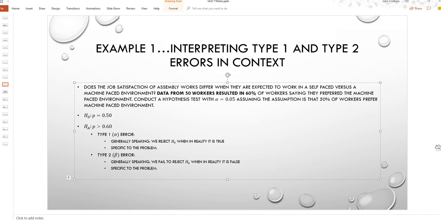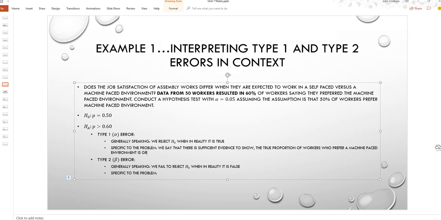Essentially what we're saying is if we reject that, in reality it's true, we say that there is sufficient evidence to show the true proportion of workers who prefer a machine-paced environment is greater than 50%. So that's taking it from the general to the specific. So we're rejecting it, so we say there is sufficient evidence to show the true proportion of workers who prefer a machine-paced environment is greater than 50%, when actually there is not. We're saying there's sufficient evidence to show this, but in reality, no, it's not. So the null is true in this case.